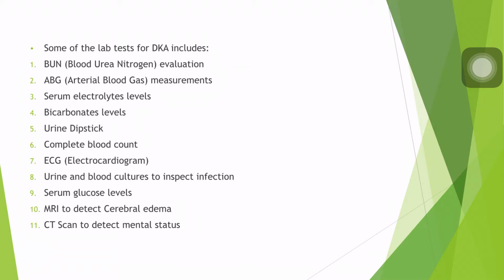Then urine and blood cultures to inspect infection, because diabetic ketoacidosis is not only in the diabetic patient, it may also be due to some infections. Serum glucose levels, MRI and CT scan to detect the cerebral edema and mental status respectively. So what are the treatment goals for type 1 diabetic patients?